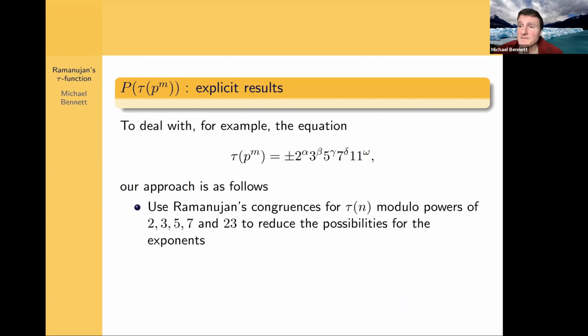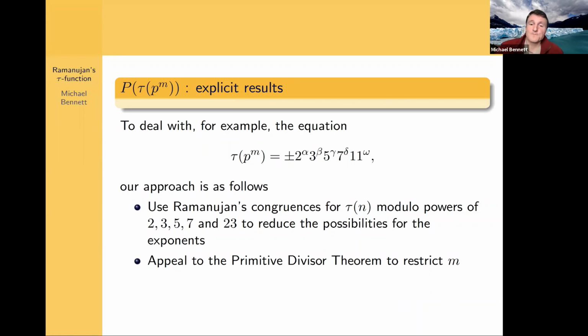In particular, we have Ramanujan congruences modulo a number of primes, and this really helps: modulo 2, 3, 5, 7, 23. We don't need the 691 here, as far as I can tell. I haven't seen how helpful it is. So we do this, and this actually reduces possibilities for the exponents. Then the primitive divisor theorem says that m is going to be bounded, I think I mentioned this before, by something like 12. Or maybe it's 11, or maybe it's 10, something pretty small for this to have any potential solutions.